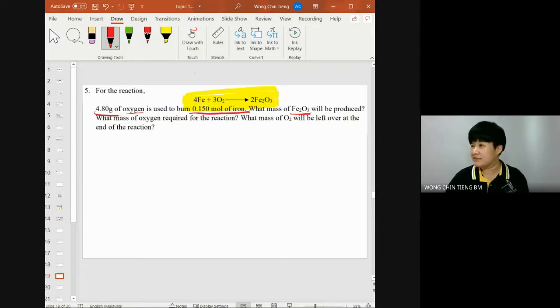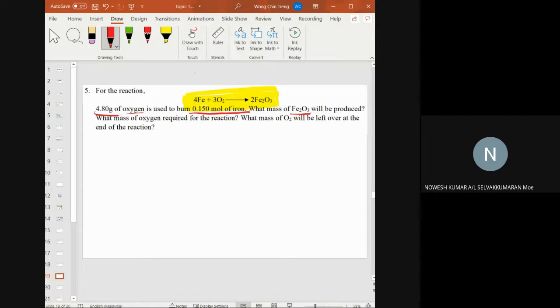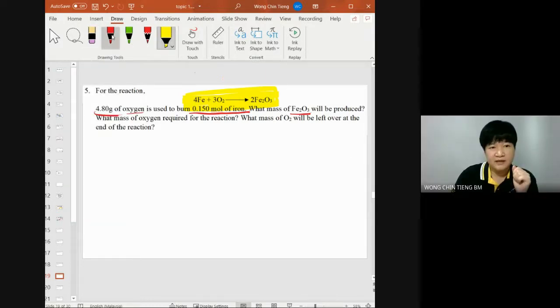Okay, soalan ni. Soalan saya senang je. Perlu tak kira limiting dengan excess? Tak payah. Kenapa? Sudah bagi. Dia dah bagi kat mana? Excess yang what mass of O2 will be left over at the end of the reaction. Tak perlu kira excess atau limiting sebab saya sangat yakin limiting dia sekarang Fe. Siapa yang dah kira? Betul?